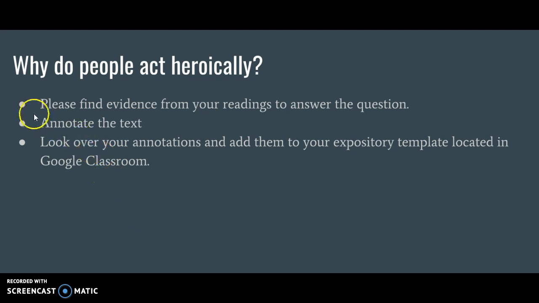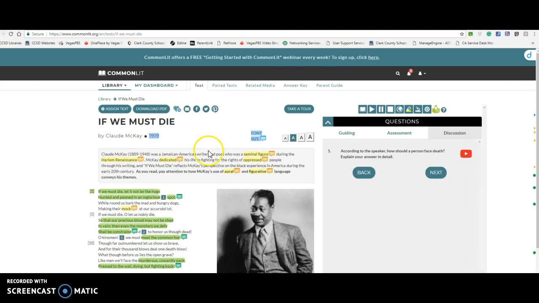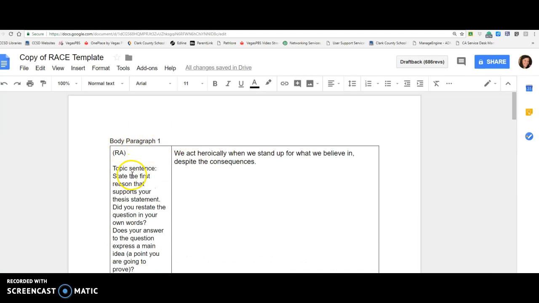Okay, so again, the essential question is why do people act heroically? So you need to find evidence from your reading to answer the question. So let's take a look at what we got so far. I'm just going to show you an example from the reading that we did earlier, "If We Must Die," okay? And remember again, yellow is vocabulary, green is textual evidence, and blue are questions. You're going to take your annotations and add them to your RACE template. And again, we're only doing body paragraph number 1.